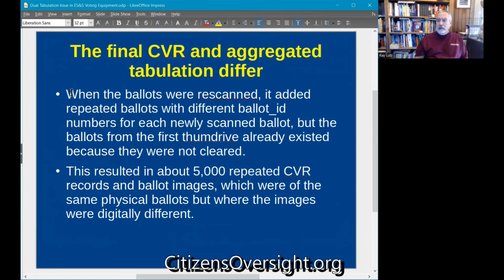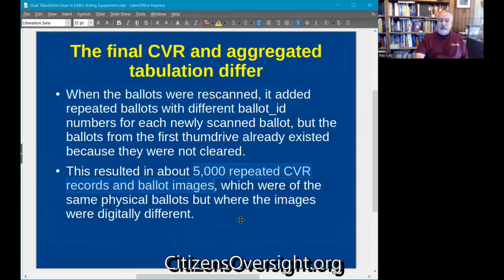Thus, when the ballots were rescanned, it added repeated ballots with different ballot ID numbers for the newly scanned ballots, but the ballots from the first thumb drive already existed because they were not cleared by that clear command. So we ended up with about 5,000 repeated cast vote records and ballot images, which were of the same physical ballots, but where the images were slightly different.